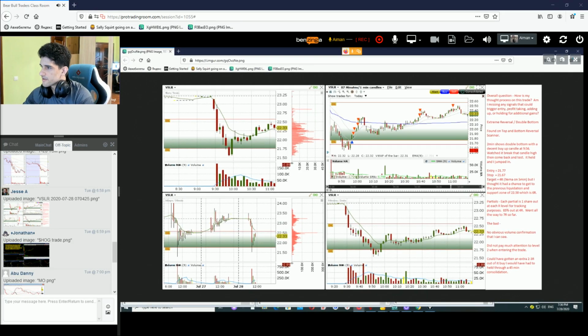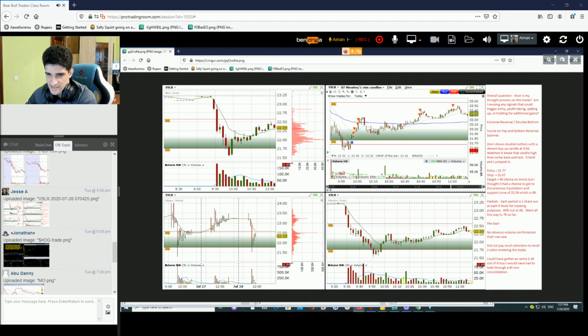So overall question, how is my thought process on this trade? Am I missing any signals that could trigger entry, profit taking, adding up, or holding for additional gains? Extreme reversal. So Jesse took this for an extreme reversal or a double bottom setup.